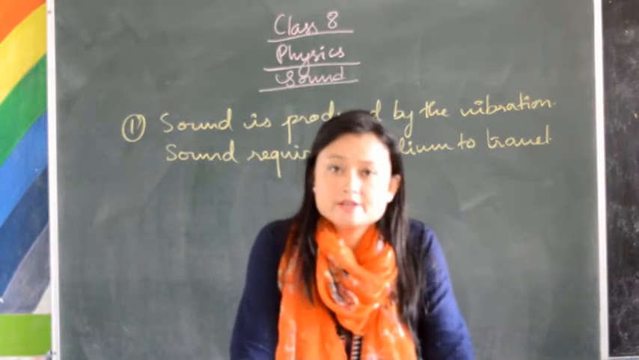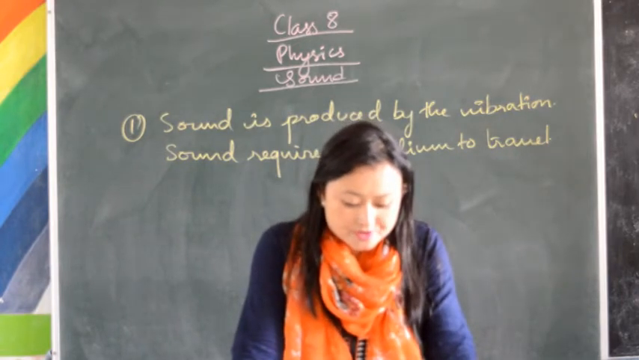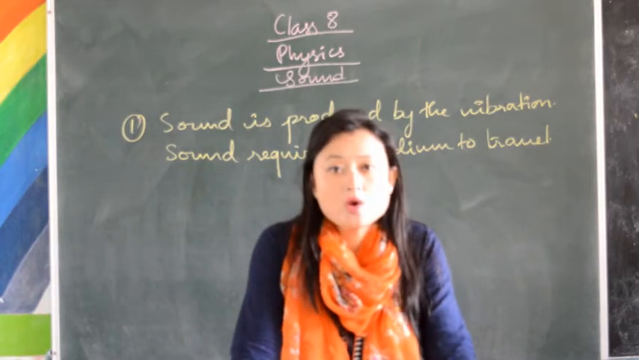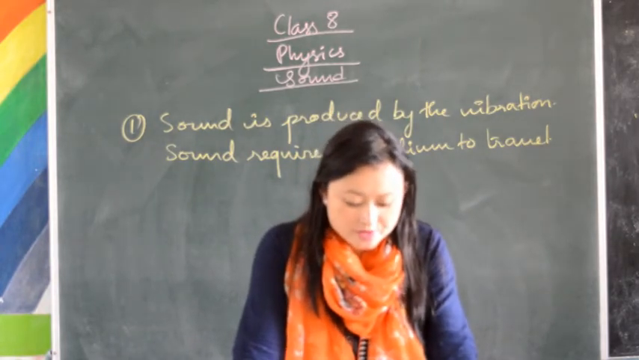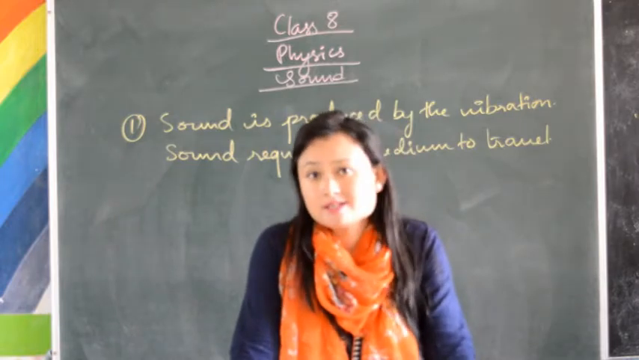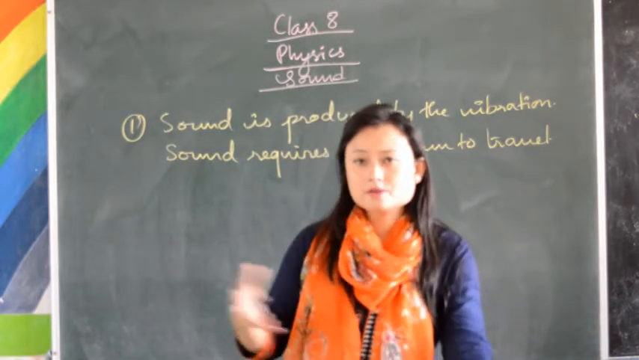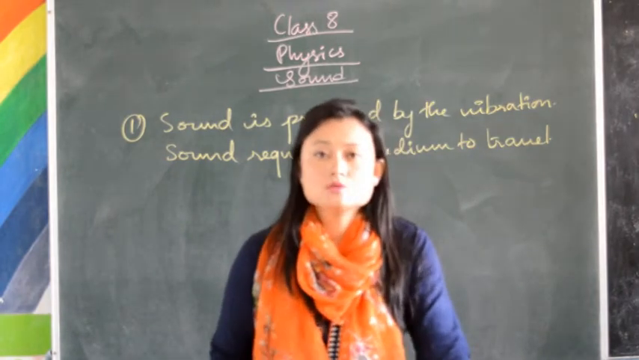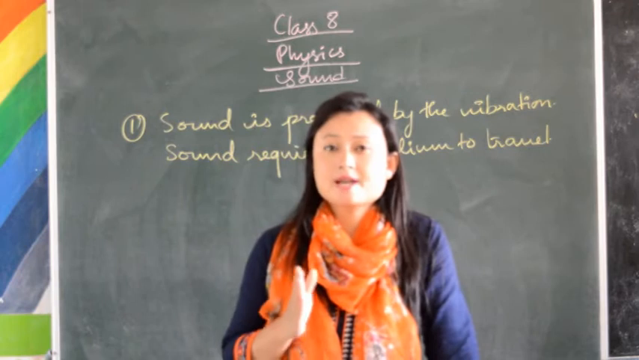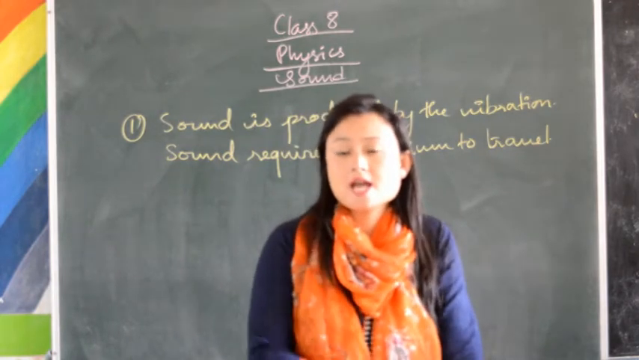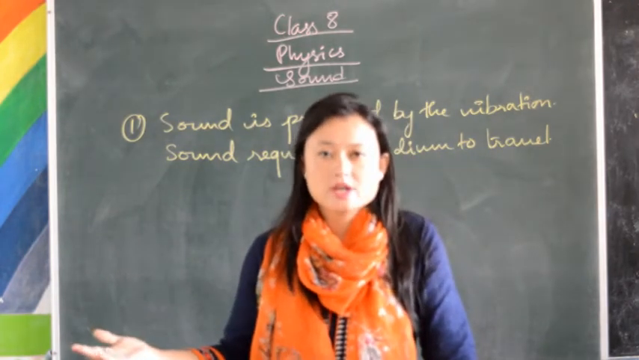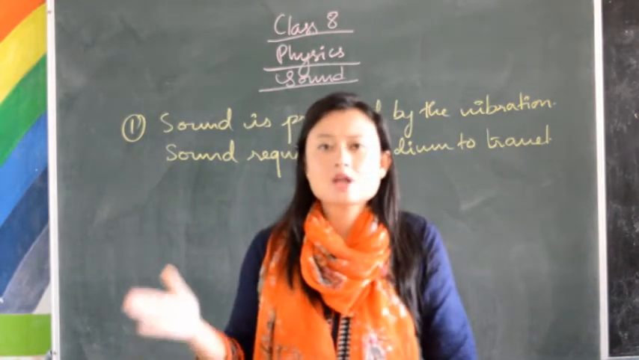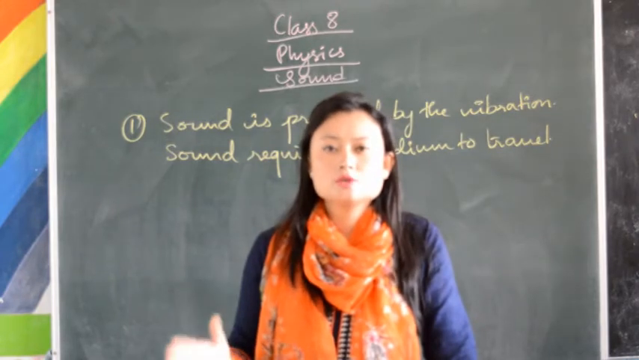It cannot travel in vacuum. This is why two persons cannot hear each other on the moon or in space where there is no atmosphere. Sound can travel in solids, in liquids as well as in gases. So sound can travel in all the three states of matter: solid, liquid and gas. The speed of sound is highest, maximum in solids, and least in gases. Now why is it maximum in solids and why is it least in gases? Because of their molecular arrangement.